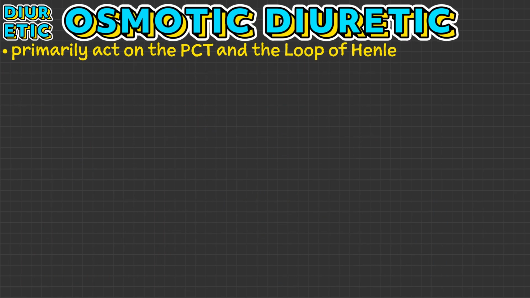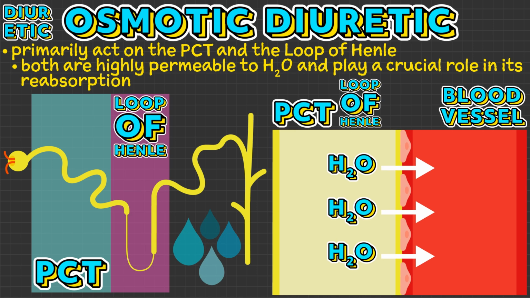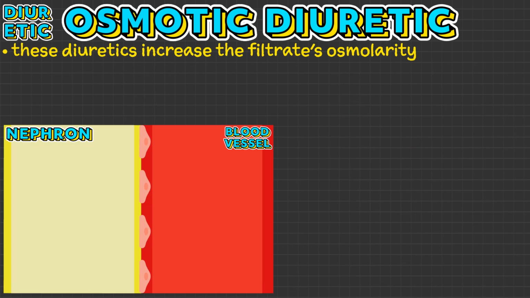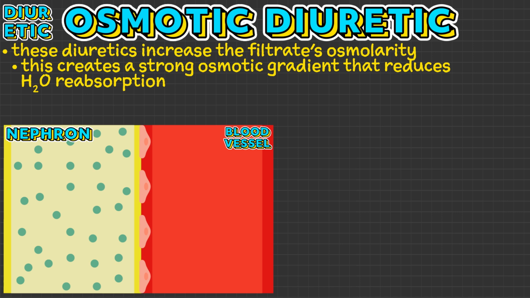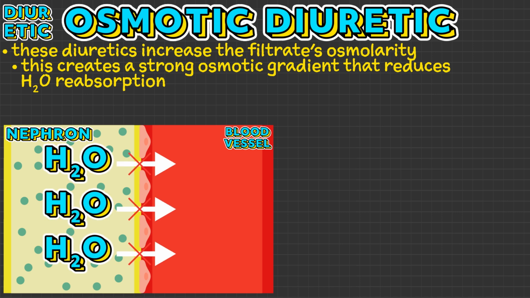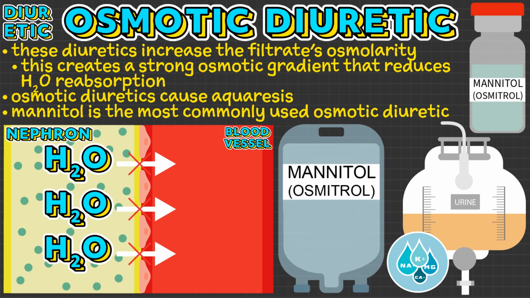Osmotic diuretics primarily act on the PCT and the loop of Henle, which are highly permeable to water and play a crucial role in water reabsorption. These diuretics increase the filtrate's osmolarity, creating a strong osmotic gradient that reduces water reabsorption. As a result, they lead to aquaresis, or significant water loss, with minimal impact on electrolyte levels. Mannitol is the most commonly used osmotic diuretic.